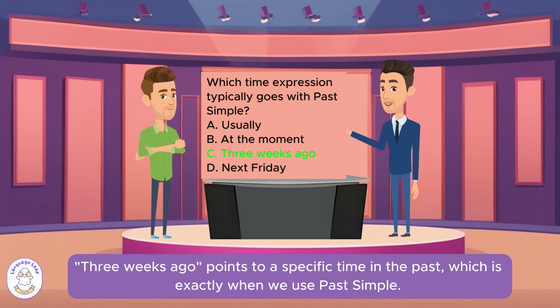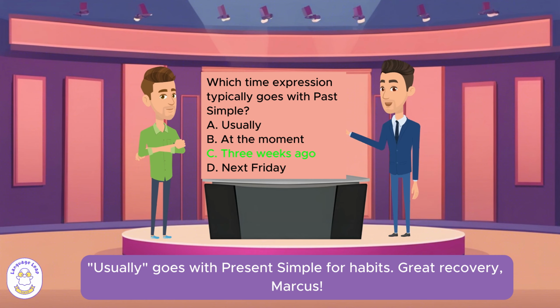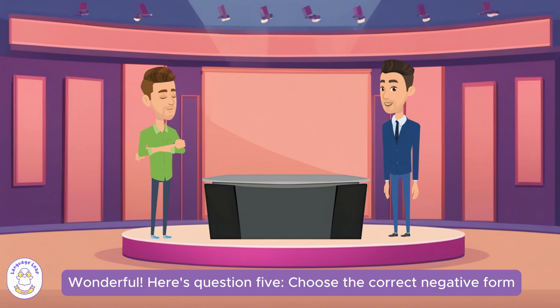3 weeks ago points to a specific time in the past, which is exactly when we use past simple. Usually goes with present simple for habits. Great recovery, Marcus. Here's question 5.